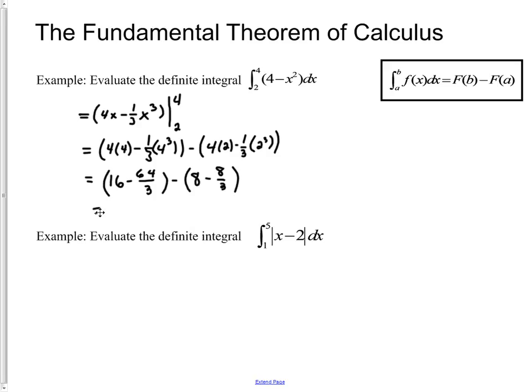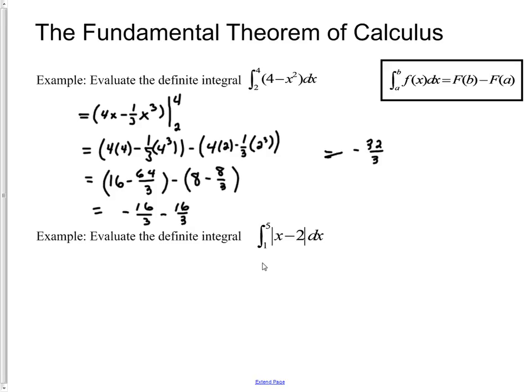If we work this through, this would be negative 16 thirds. And 8 minus 8 thirds is also 16 thirds. So we end up with this negative value of negative 32 thirds. Right? So we can end up with a negative value from that. Very interesting.